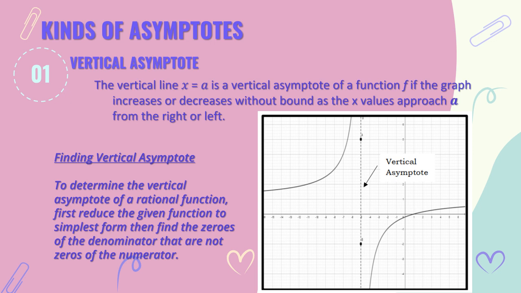So there are three kinds of asymptotes. The first one is the vertical asymptote. The vertical line x = a is a vertical asymptote of the function f if the graph increases or decreases without bound as the x values approach a from the right or left, as you can see on the graph. To find the vertical asymptote, first reduce the given function to simplest form. Then find the zeros of the denominator that are not zeros of the numerator.